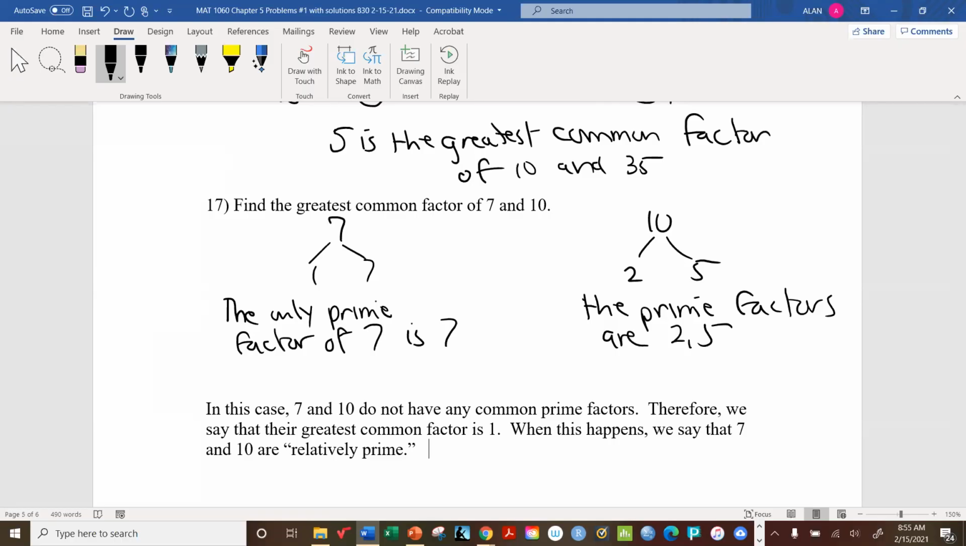So this is an exception. Remember, we said before, the greatest common factor is the prime factors they have in common. When there aren't any, we just say that their greatest common factor is 1, because obviously 1 divides evenly into both of them. So that's a tricky case. The answer is not no common factor. The answer is there is one, but it's considered to be 1.